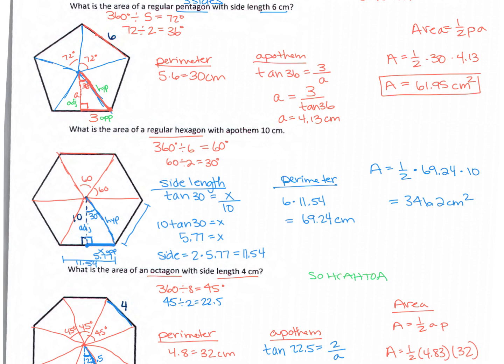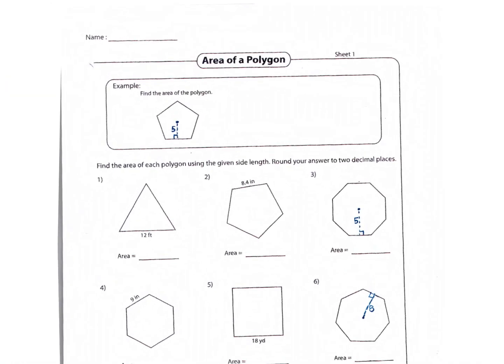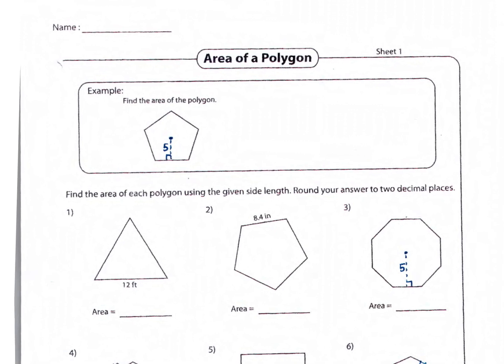Let's go do another problem that is exactly like that. Let's go to the next side of this worksheet. So let's look at the top of this worksheet. This is a pentagon. I know that because there are 5 sides, and I'm given an apothem, and I know that because it's drawn from the center perpendicular to the midpoint of a side of my pentagon.